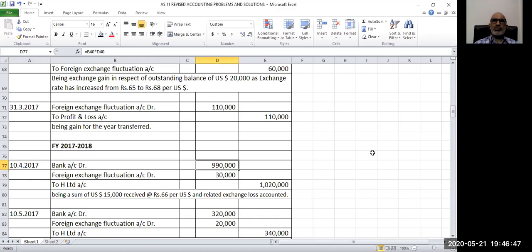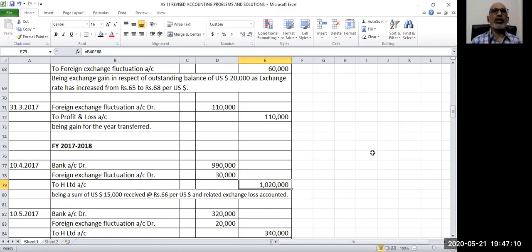H Limited account stands credited for $15,000 at the rate of 68 rupees per dollar. Whatever is the outstanding amount, out of that 15,000 is received. So multiplied by 68 rupees per dollar, 10,20,000 is credited to H Limited's account. So if you see the debits and credits, both are matching.